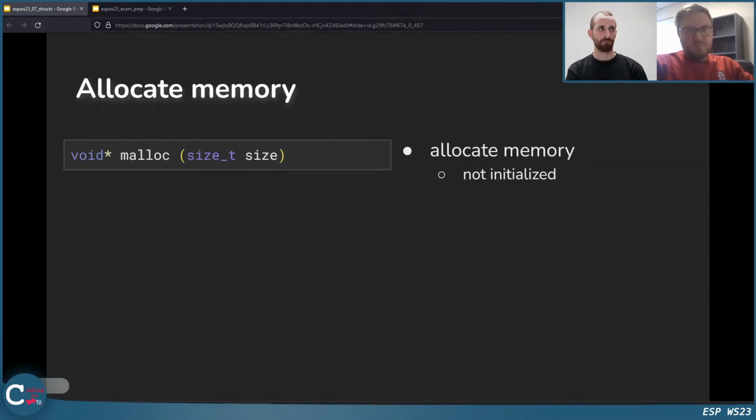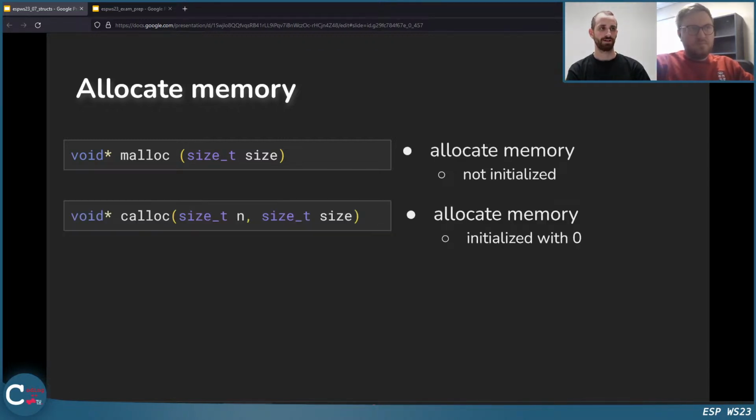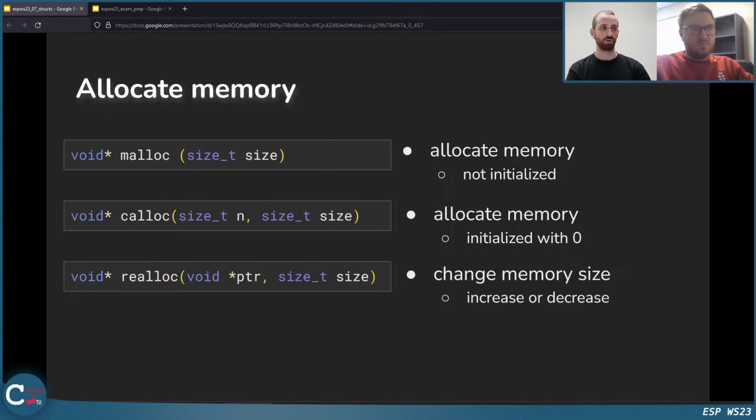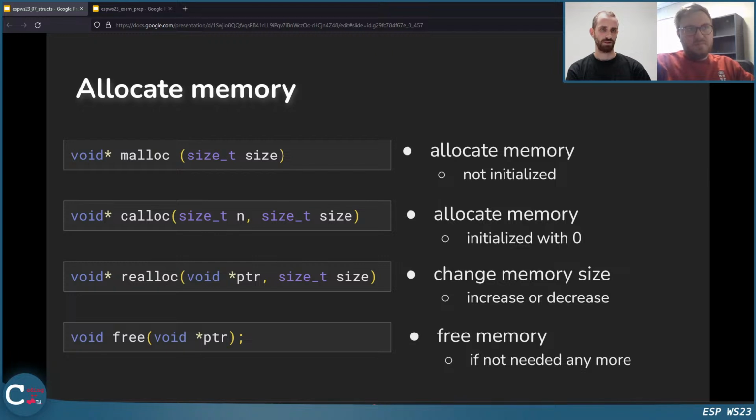And we talked about malloc, which allocates memory which is not initialized. Calloc is the same as malloc, but it initializes the memory with 0. Realloc changes the memory size, and we will also have a short example in a few slides about that. And free, which is very important to free the memory if you don't need it anymore.